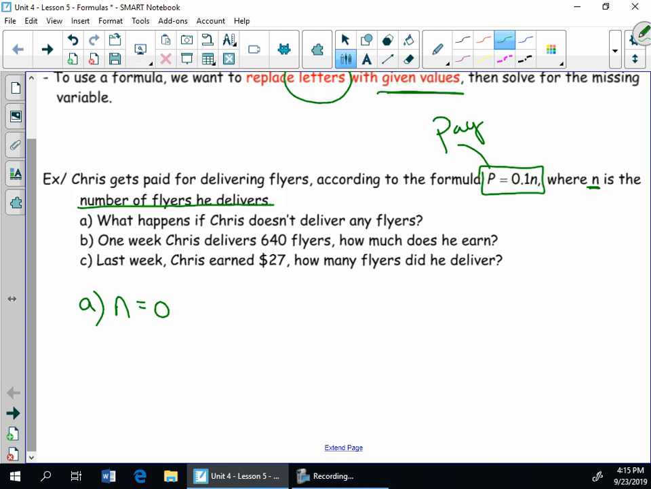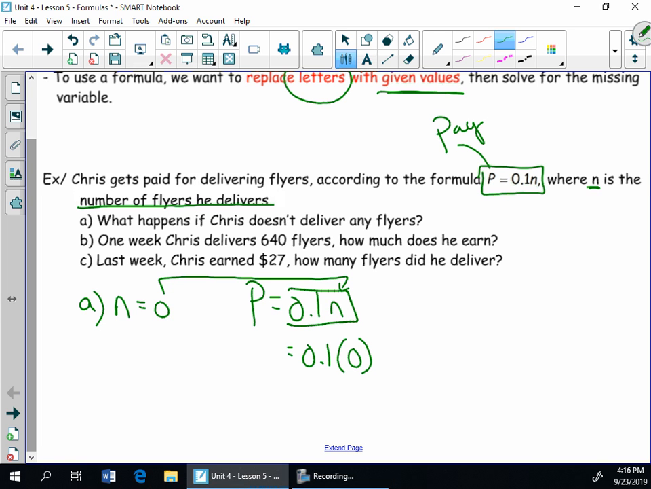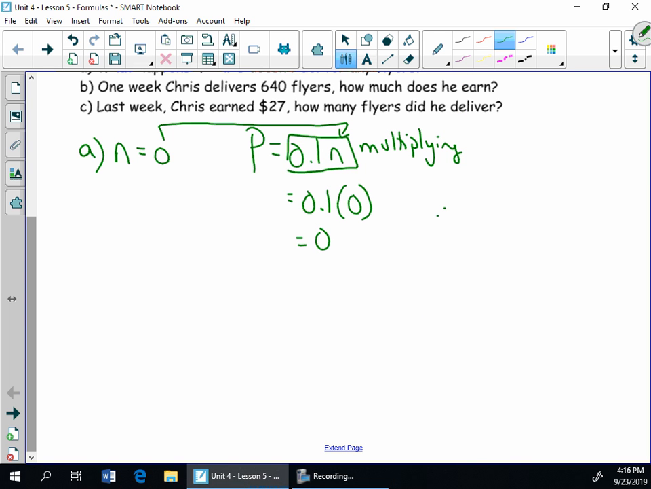The way I use equations is I take my equation P equals 0.1n and I replace the given letter with the value that I've just determined. In this case, they told us that n is 0. So I'm going to put the 0 in for n, and I'm going to replace it with brackets to remind myself that I'm actually multiplying. When numbers and letters are written together, that means that they are multiplying. So I've got to make sure that I multiply these things. 0.1 times 0 is still 0. What happens if he doesn't deliver his flyers? He doesn't get paid.